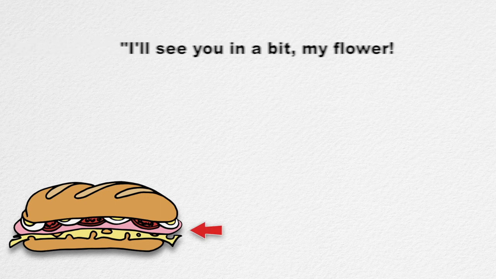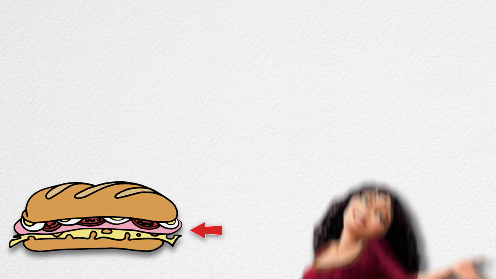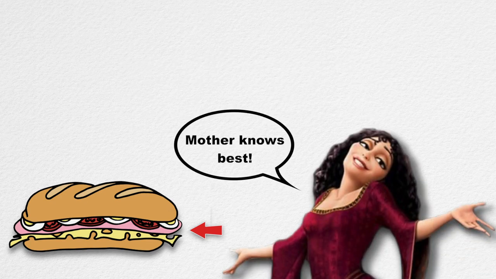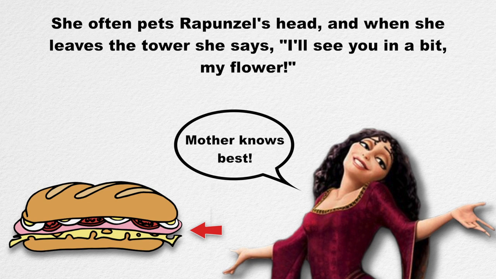So now we are going to incorporate our quote, which is the meat. Except we can't just put it in there all alone. We need to connect it to our own words. So we are going to say, she often pets Rapunzel's head, and when she leaves the tower, she says, "I'll see you in a bit, my flower." This acts as our proof for why Mother Gothel cares more about Rapunzel's powers than her as a person.